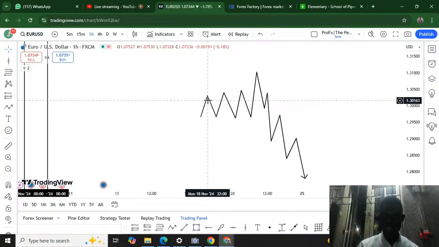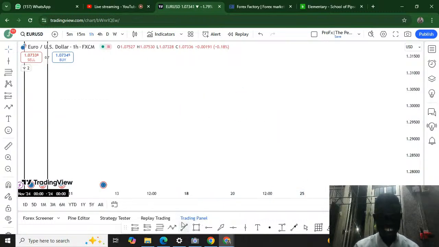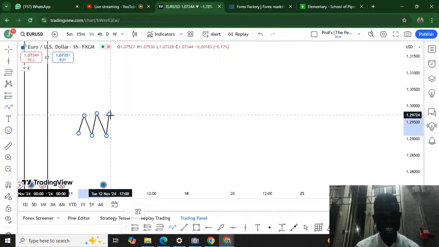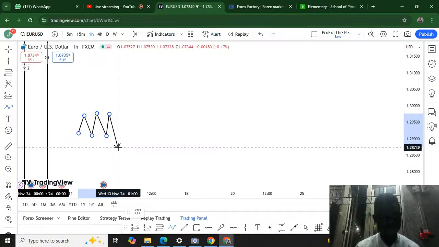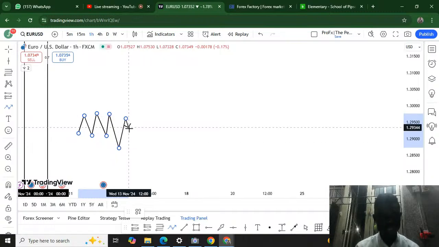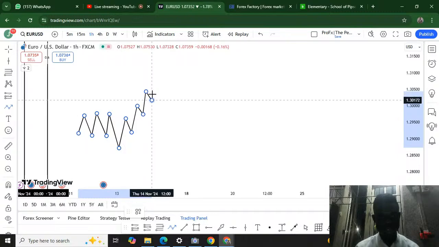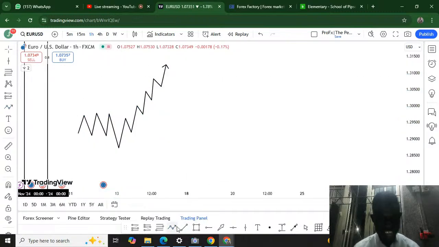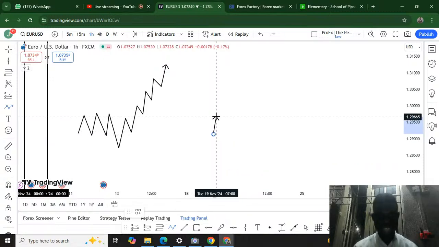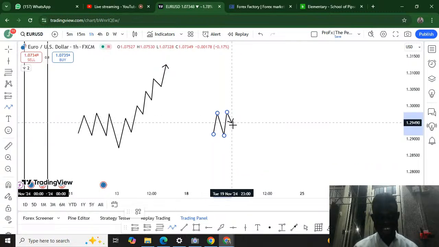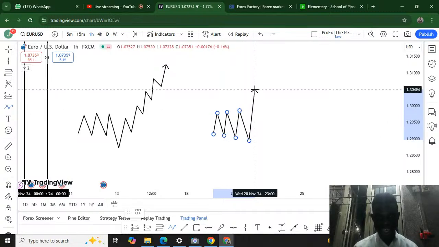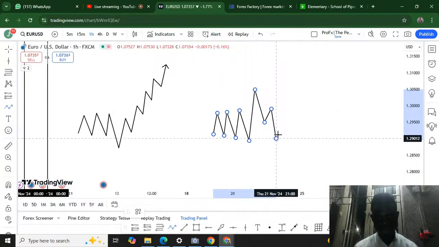I come again for the last time. If price wants to distribute to the upside, to have a buy day or a buy week, it manipulates to the downside, taking out liquidity, then it distributes towards the upside. For a bearish scenario, if price wants to sell, it accumulates or it ranges, manipulates the buys and distributes for a sell.